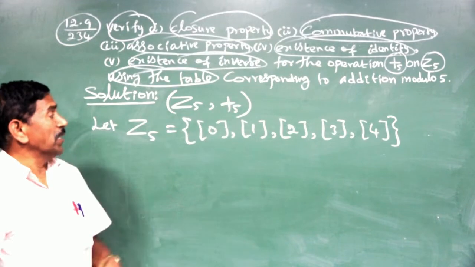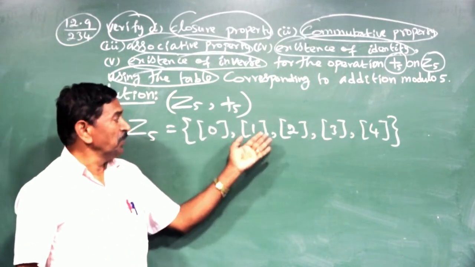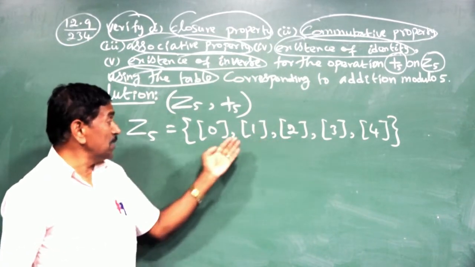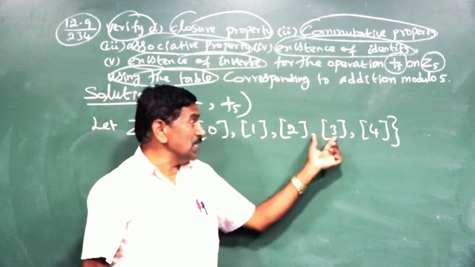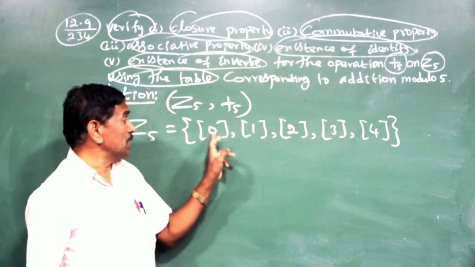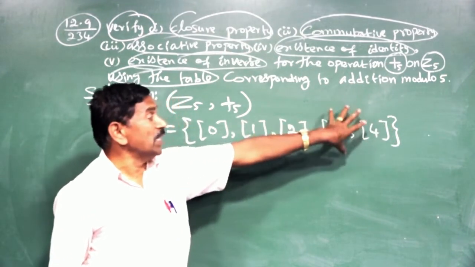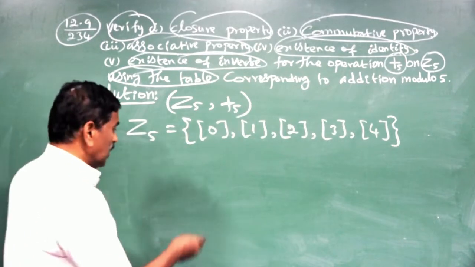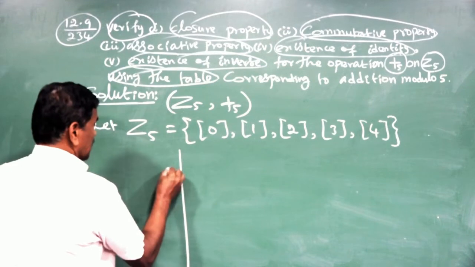Z5 is a set and plus 5 is the operation. I want to prepare the table. So when we want to prepare the table, if the set is a finite set, then we can prepare the table. If the set is an infinite set, we can't prepare the table. Because the set is finite, with a countable number of elements, 1, 2, 3, 4, 5, there are 5 elements, I want to prepare the table. Listen, table preparation is very simple.